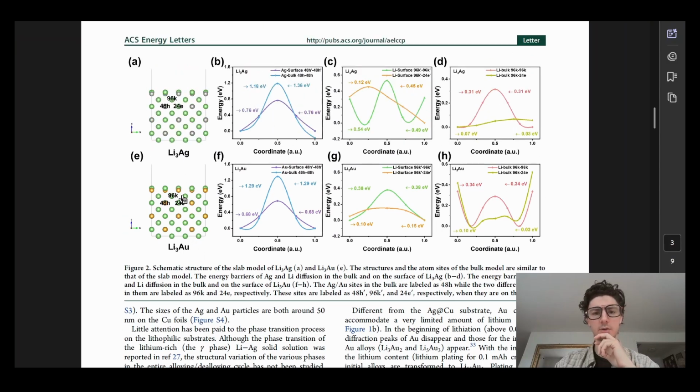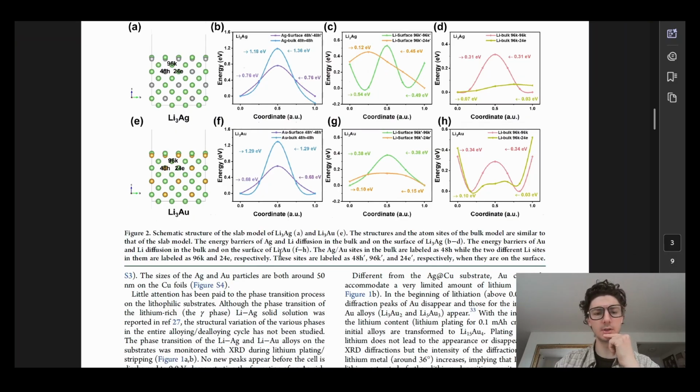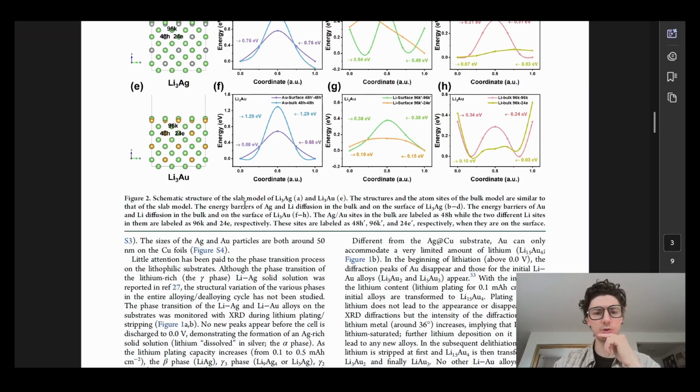And here we have another diagram. What is this? Energy as a function of coordinate. Interesting. Schematic structure of the slab model of Li3Ag and Li3Au. I guess this is like the compound that forms after you start cycling, and there's some kind of alloy formed between the lithium and the gold or silver. The structures of the atom sites of the bulk model are similar to that of the slab model.